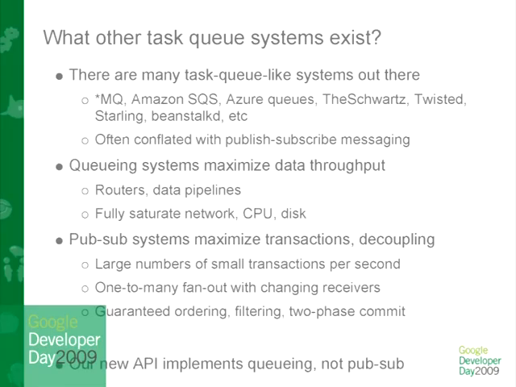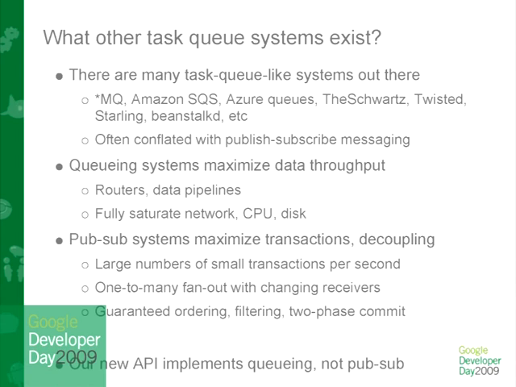Now, there are better systems. You've probably heard of many of these task queue-like systems out there. There's ActiveMQ, WebSphere-MQ. I say star MQ here, just the whole set of them. There's Amazon Simple Queue Service. There's Microsoft Azure Queues. The Schwartz is one that's known. Twisted, Starling, Beanstalk. These are all queuing systems, messaging systems.